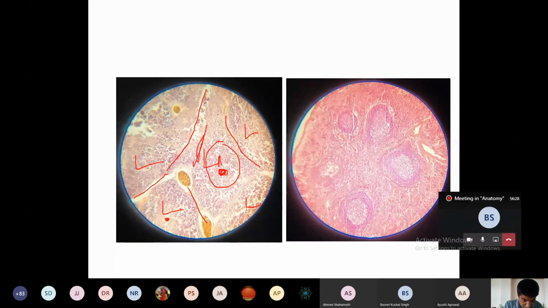Okay, see, I'm pointing at the Hassall's corpuscle. This one, the Hassall's corpuscle. I have overwritten the ink. Later you can see it. There will not be ink. Later you can see it after I share the slide with you. This point you can write in the finals.